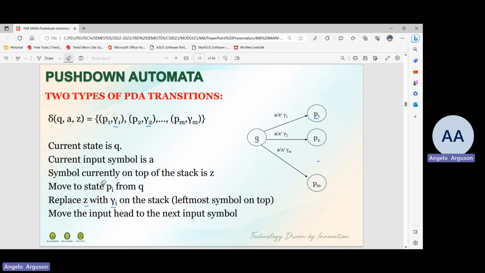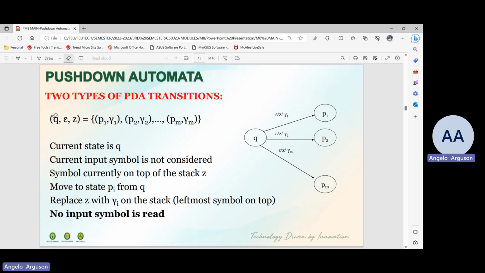Next, we will have a similar transition, but with a different input. This time, we have a triplet with Q and a null or epsilon, and a Z. We still have our P1, Y1, and so on and so forth here. First, our current state is at state Q. We're going to move to P1. We have to follow this step. The current input symbol is not considered. Why? Because we have an epsilon or a null as our input.